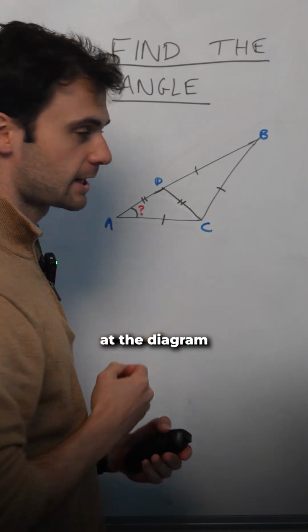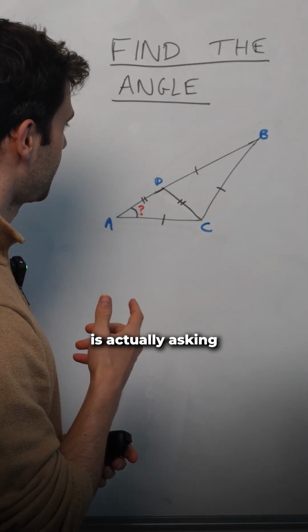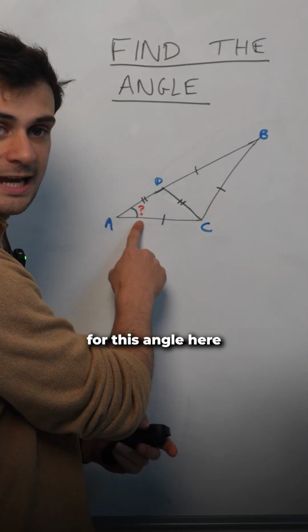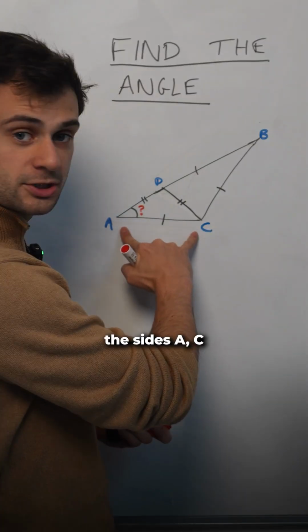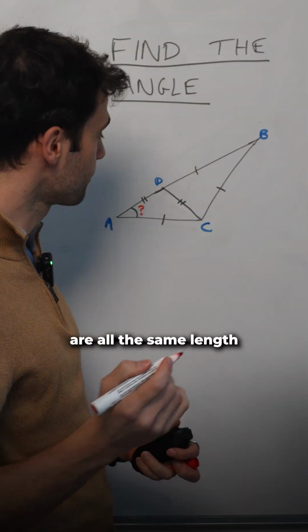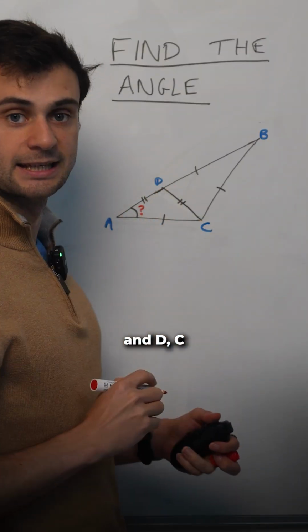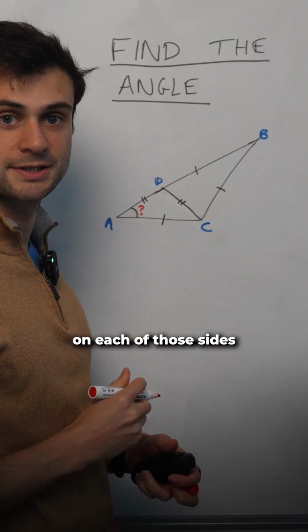So let's take a look at the diagram for a moment and read the relationships and understand what this question is actually asking. We're looking for this angle here. This is angle BAC. And we know that the sides AC, BC, and BD are all the same length. And also AD and DC are the same length. And that's shown by the lines on each of those sides.